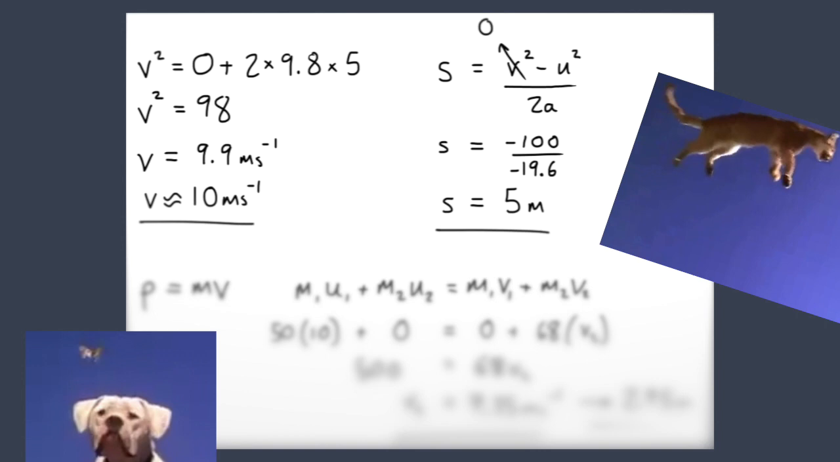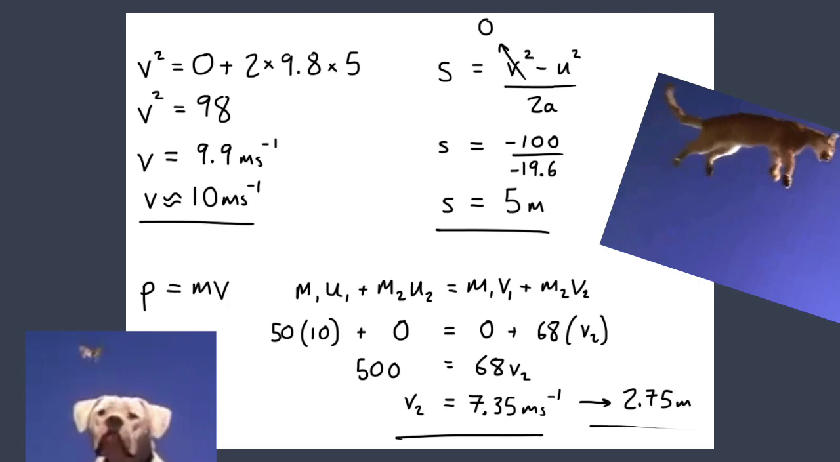And if you want to take it even further, thinking about momentum, which is a GCSE concept in physics, the momentum that the dog is going to give the seesaw is going to have to be divided by the larger mass of the cougar. So actually, more realistically, the cougar is going to reach about 2.75 meters instead.